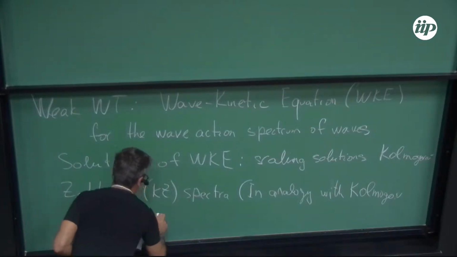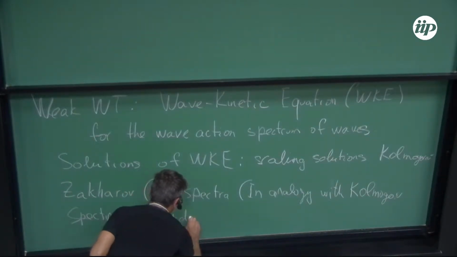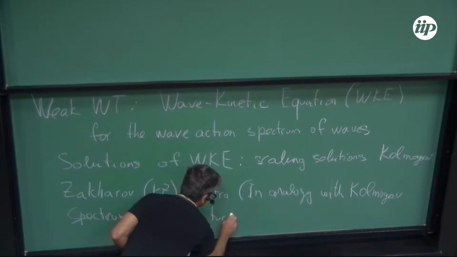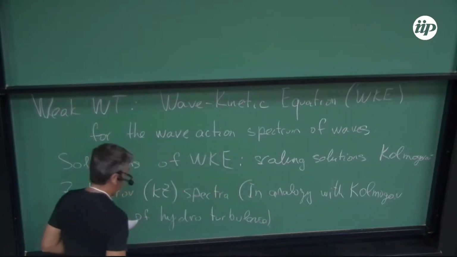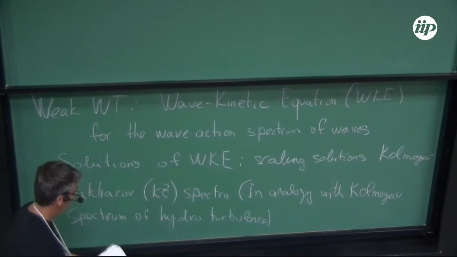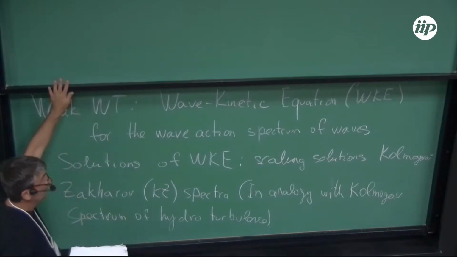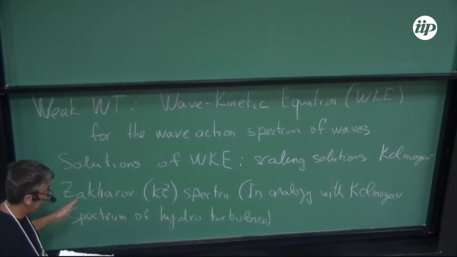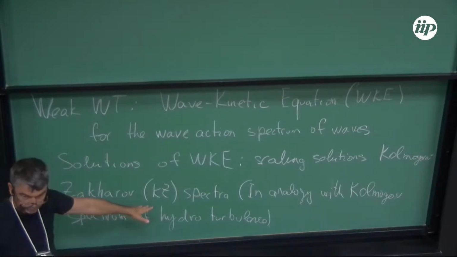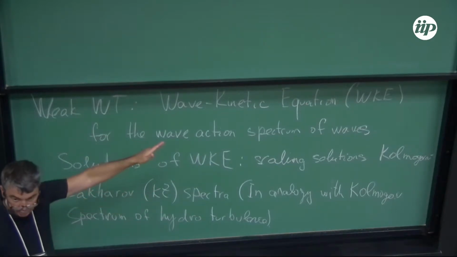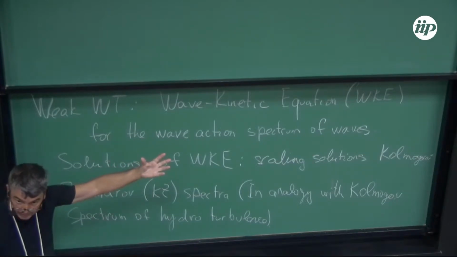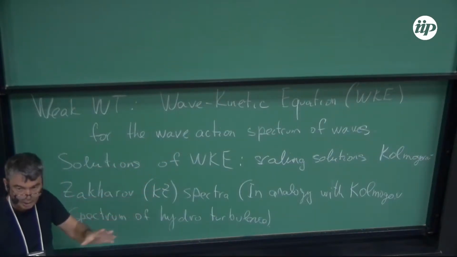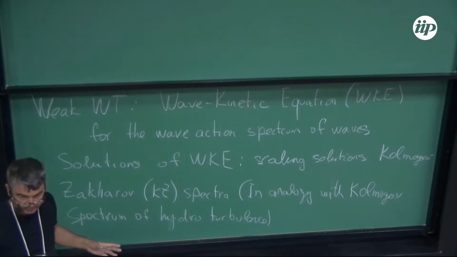Of hydrodynamic turbulence. So, and I will explain to you later that actually, this is precisely this kind of solutions, scaling solutions, that brought the name to the subject, wave turbulence. Namely, turbulence is the key word, right? So why do I think of random waves as turbulence?